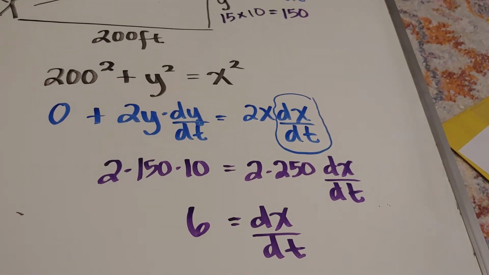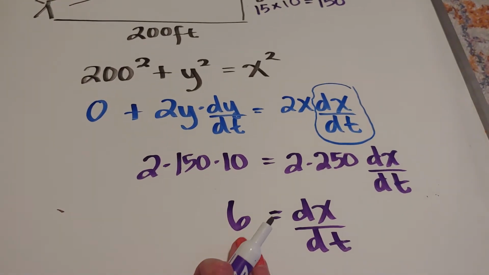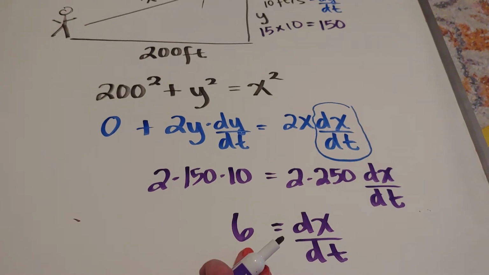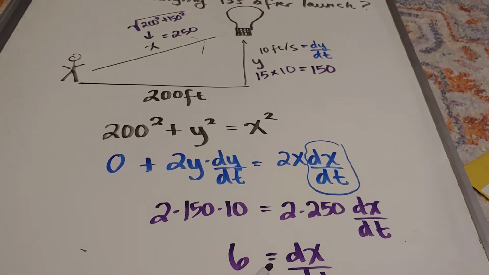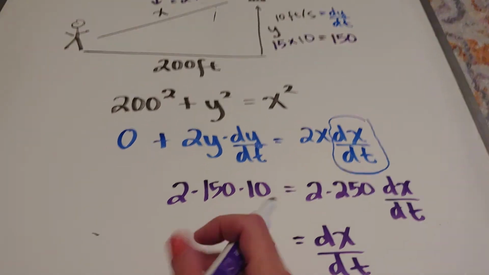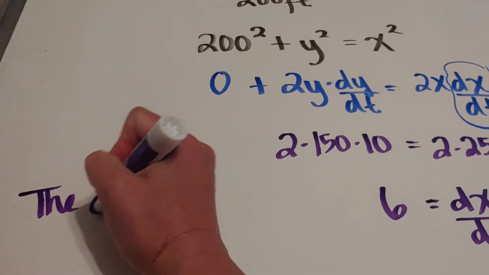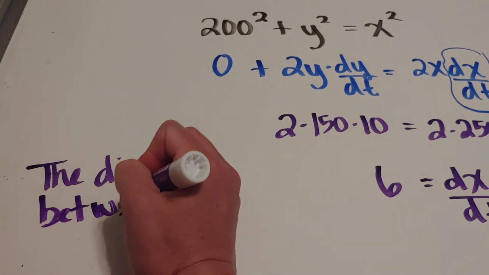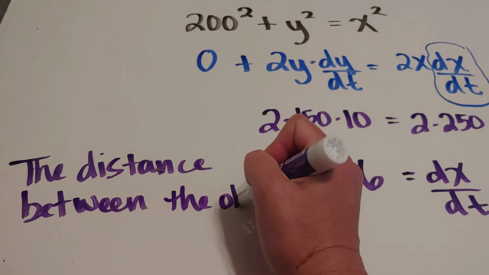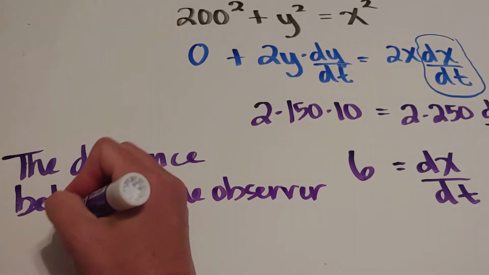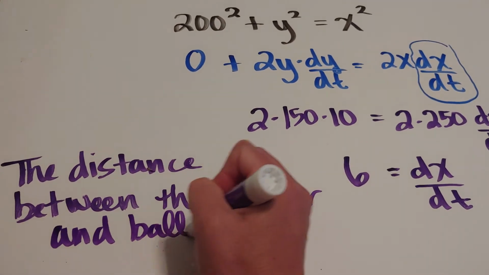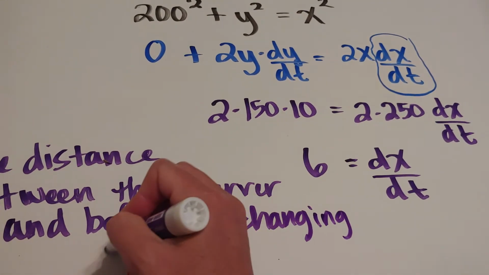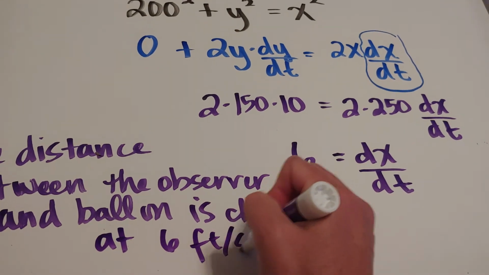To finish off our problem, we want to put units on our answer, and we want to write a sentence. The rate at which the side is changing would be 6 feet per second. So the distance between the observer and the balloon is changing at a rate of 6 feet per second. Boom.